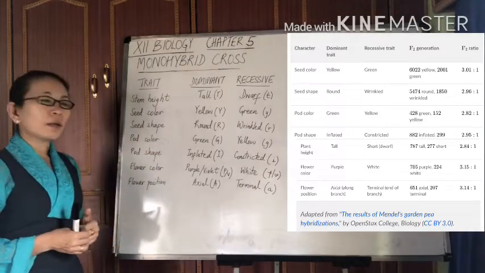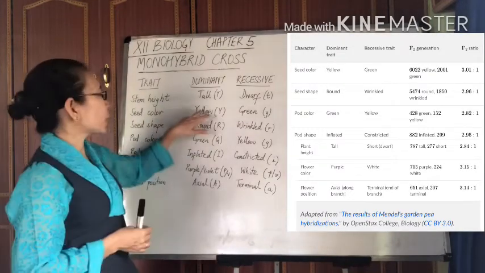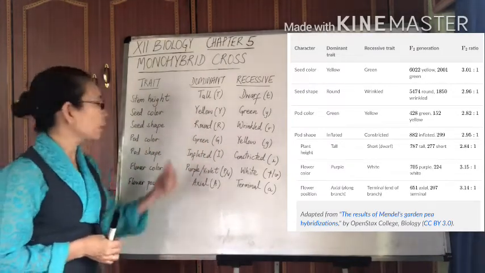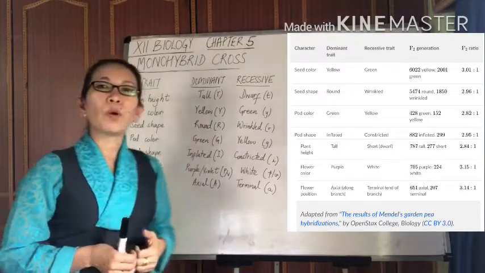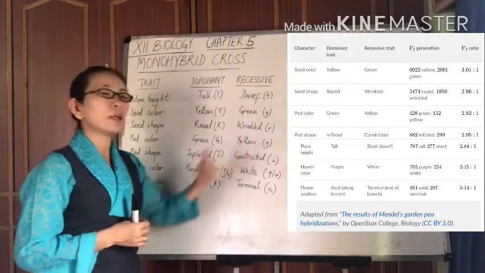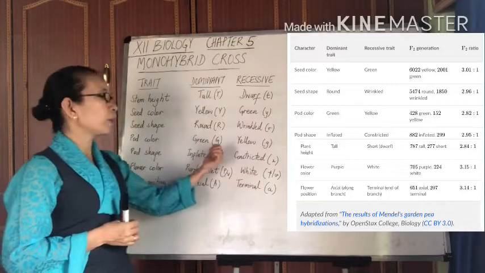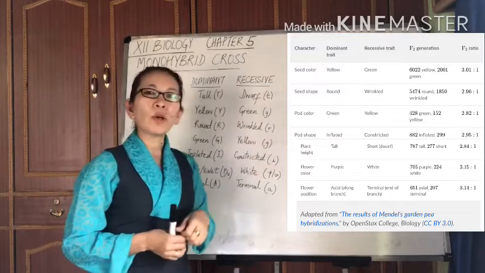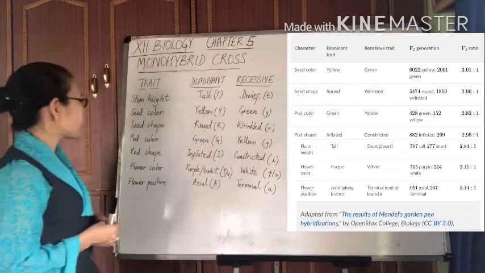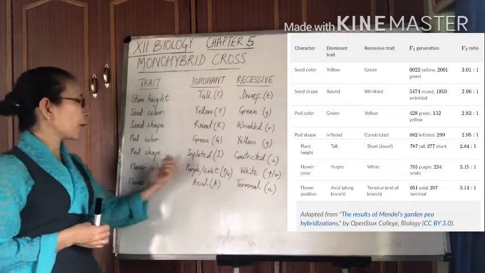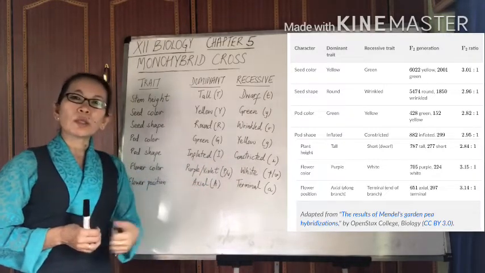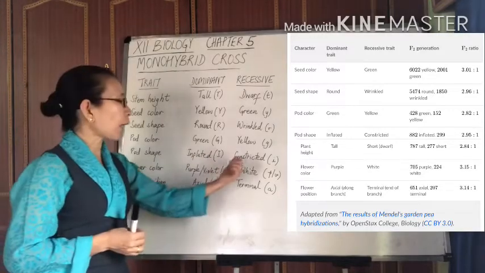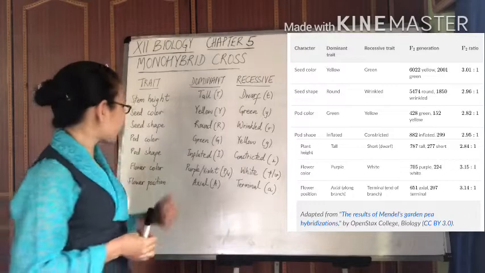Pod color: if you just try to see the seed color and the pod color, you can see a kind of reversal. So for pod color, green pod is dominant over yellow pod. So the letter that we are going to be using here is capital G for green and small g for yellow, because yellow pod is the recessive trait. For pod shape, inflated is dominant over constricted, and the letter that we are going to be using is capital I for inflated and small i for constricted.